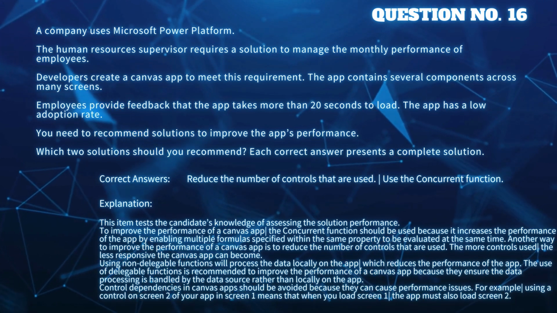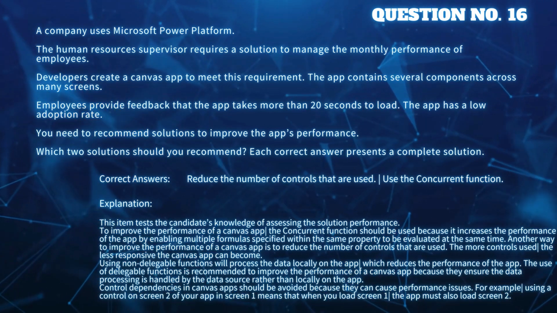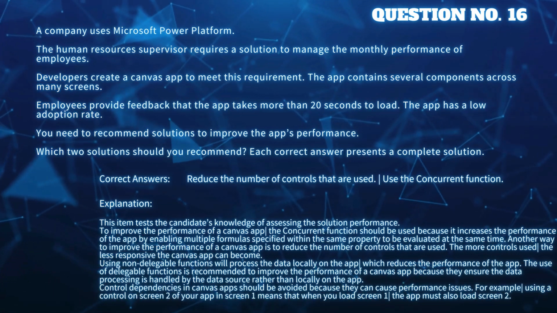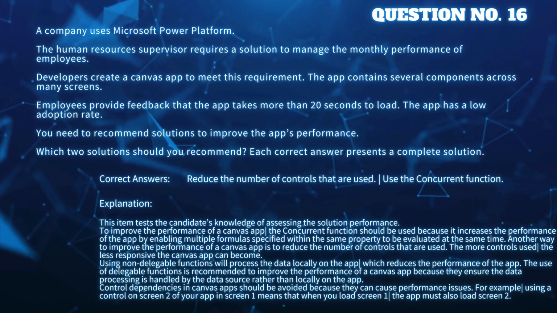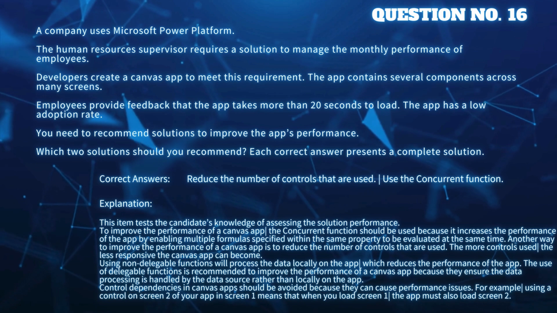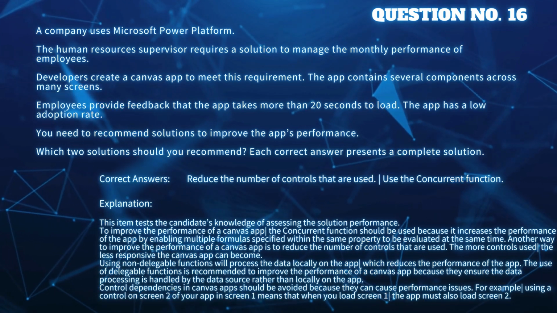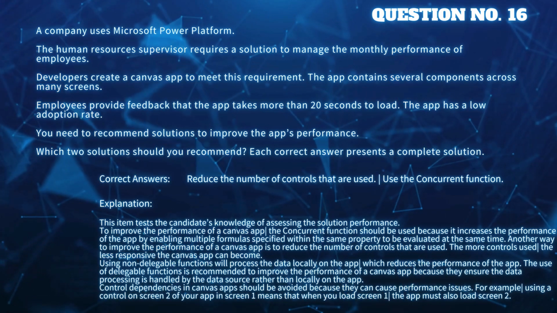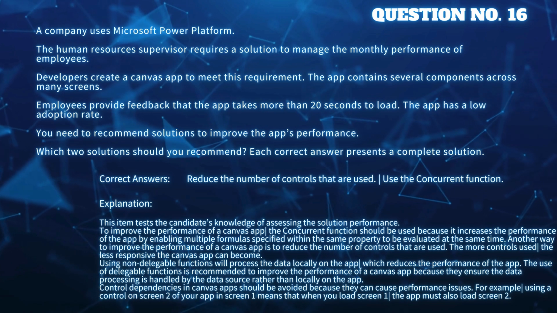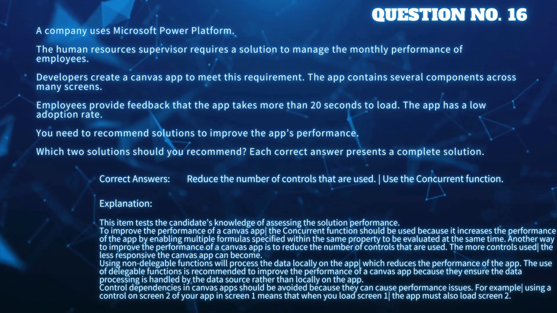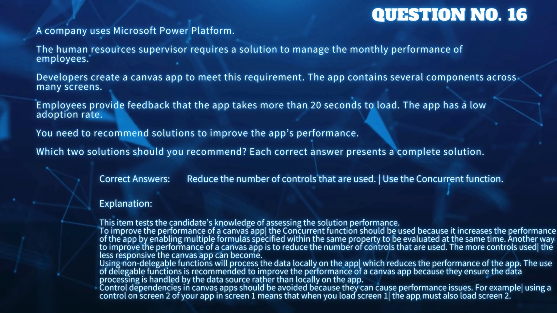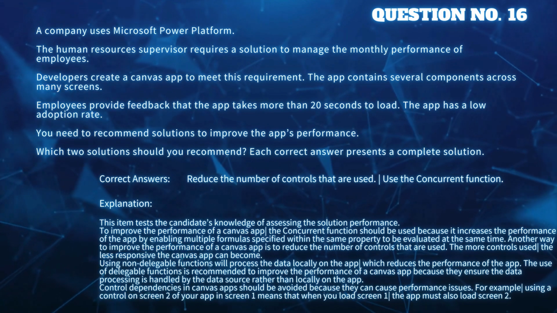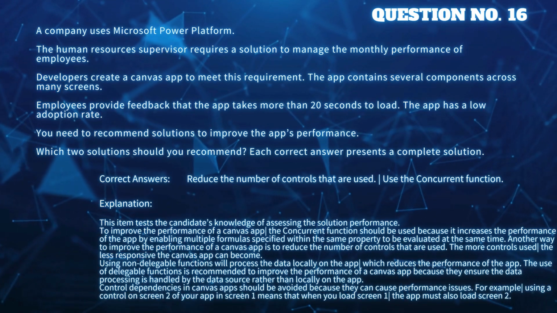Option 1, add non-delegable functions. Option 2, apply a control dependency. Option 3, reduce the number of controls that are used. Option 4, use the concurrent function. Correct answers, reduce the number of controls that are used. Use the concurrent function. Explanation, this item tests the candidate's knowledge of assessing the solution performance. To improve the performance of a Canvas app, the concurrent function should be used because it increases the performance of the app by enabling multiple formulas specified within the same property to be evaluated at the same time.